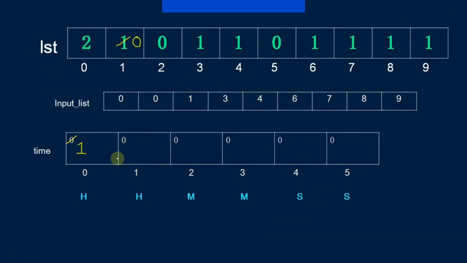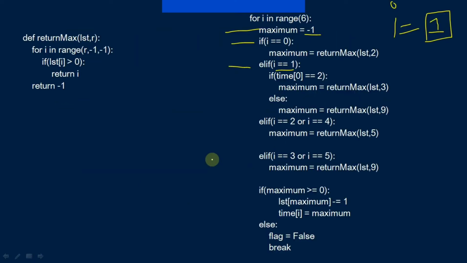If we are talking about this cell, we have to check whether this cell is holding 0 or 1, or whether it is holding 2. If it is holding 2, we will take values between 0 to 3, and if it is holding 0 or 1, we will take values between 0 to 9. That is why we are using this condition here.